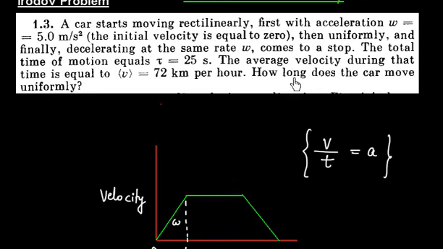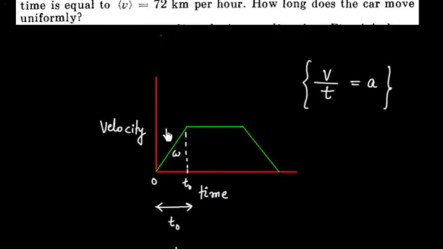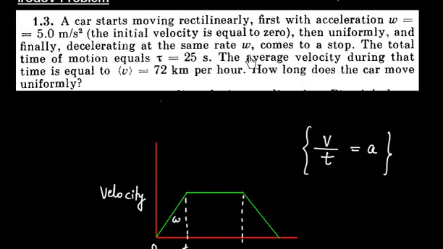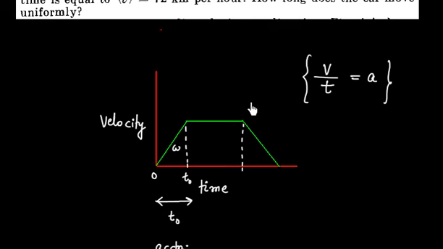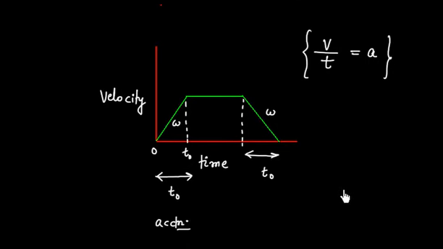Now after this time, it moves uniformly, that is, with constant velocity. Then again it starts decelerating, and finally it comes to rest. It is given in the question that the deceleration is always w. So the rate of deceleration is always w. This means this time is again t naught. You can understand this one clearly.